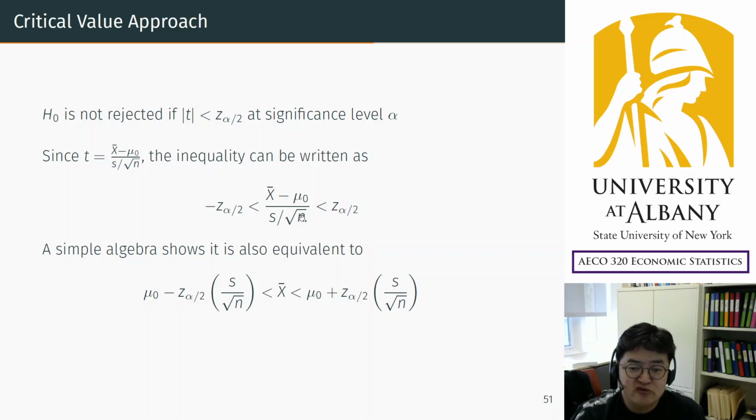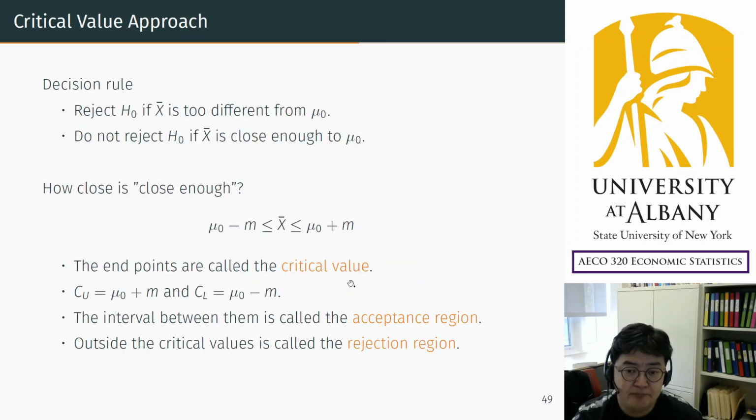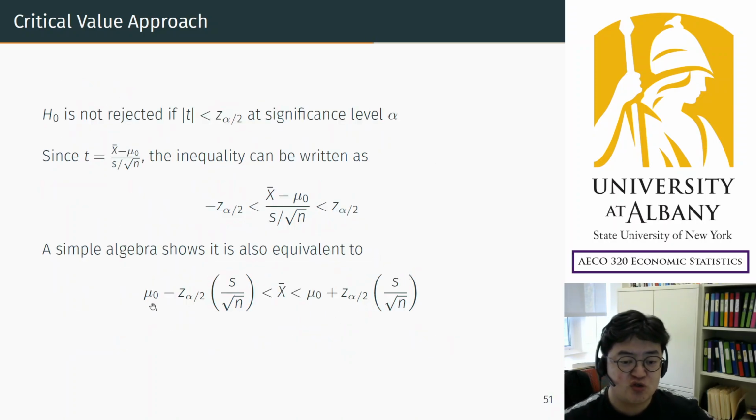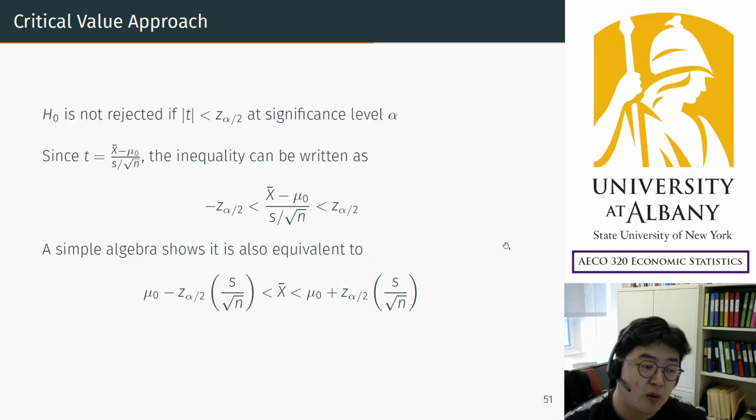Now what I'm going to do is move the standard deviation away and add mu 0 to all the terms to isolate x bar in the middle. With simple algebra, x bar remains in the middle, and the left-hand side becomes mu 0 minus something and the right-hand side mu 0 plus something. Exactly, this is what we wanted. This much is m, which we needed. So if you choose critical values like these, that will be decision rules consistent with the p-value or the t-statistic.